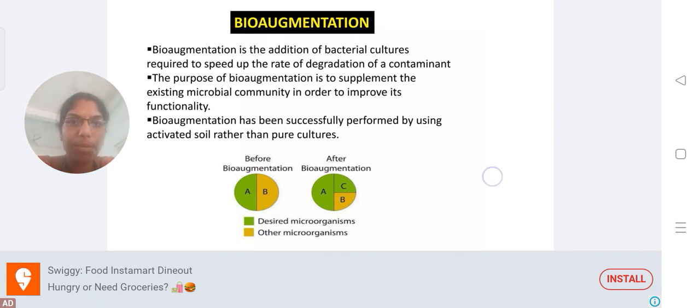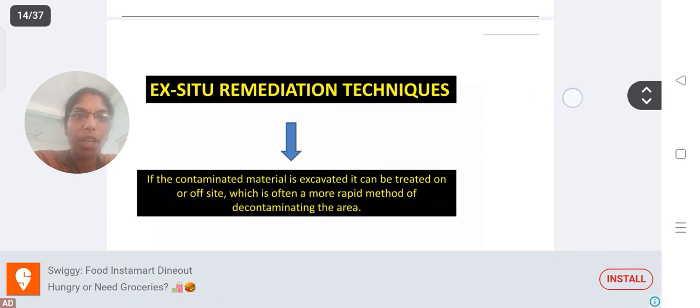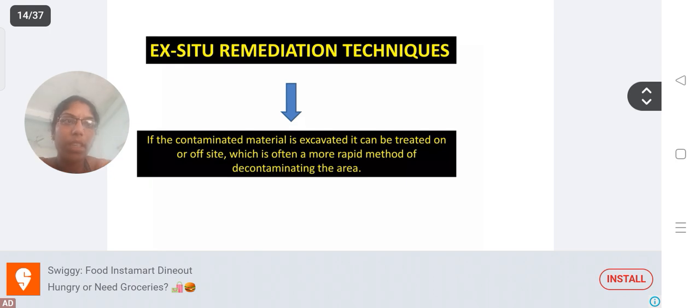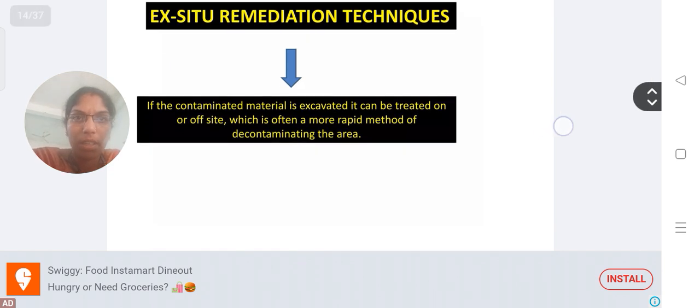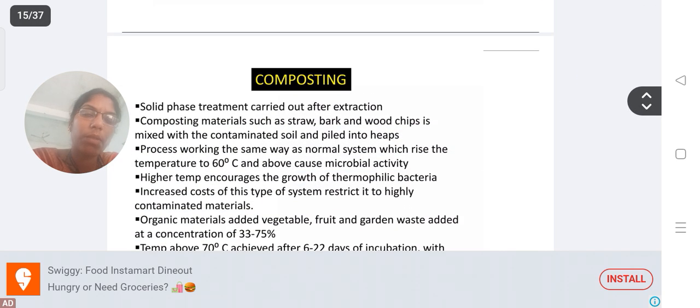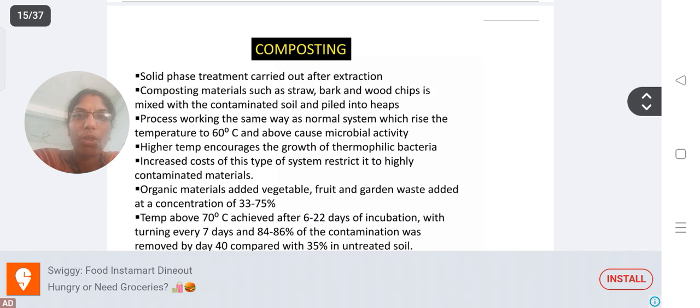Ex situ remedial techniques. In ex situ remedial techniques we have to disturb the soil. If the contaminated material is excavated, it can be treated off-site, which is often a more rapid method of decontaminating the area. In that, the first one is composting. Solid phase treatment carried out after extraction.